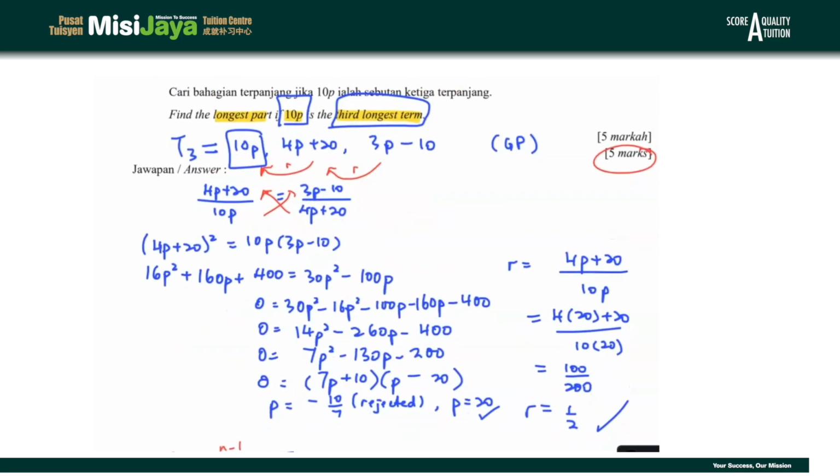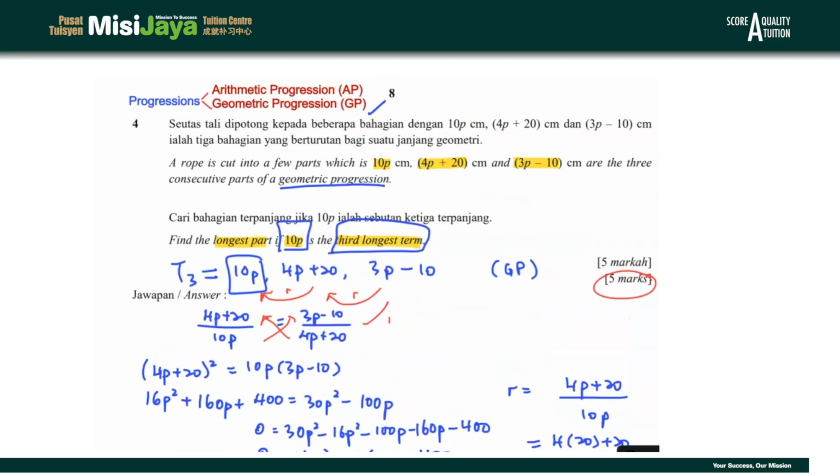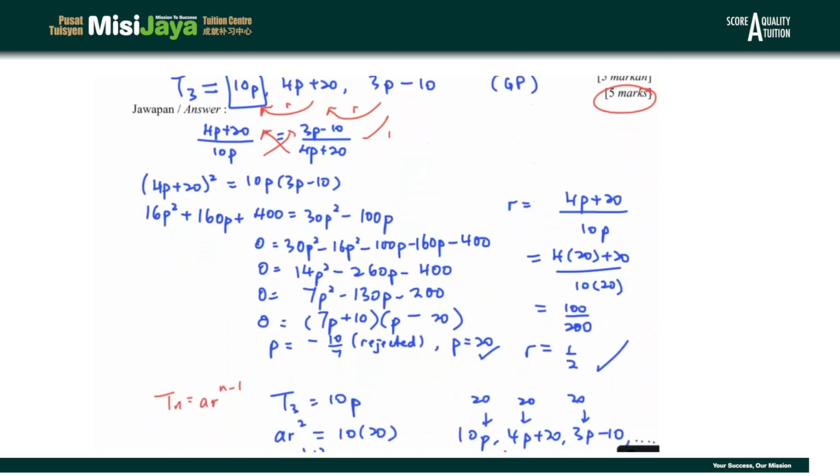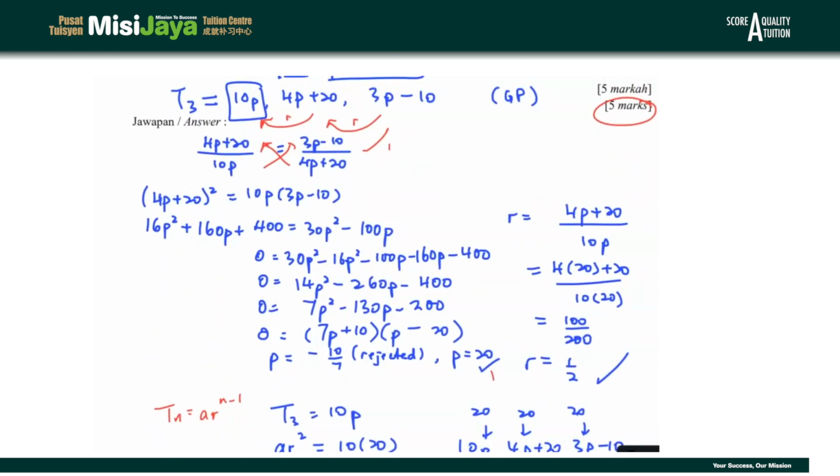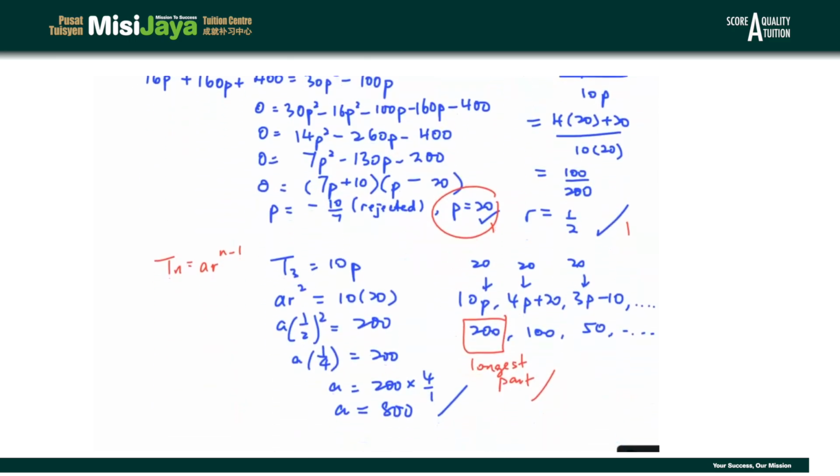So the first mark is here. Here 1 mark. And then here 1 mark. And then where else? Our P value is 1 mark here. P equals to 20. So 1, 2. And then here another 1 mark. R is half. So we got 3 marks already. So 2 more marks. So here, 1 mark and the A equals to 800, which is the longest part, is 1 mark. So total mark for this question is 5 marks.